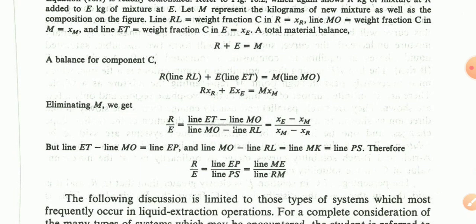So R by E is equal to line ET minus line MO by line MO minus line RL, which is equal to XE minus XM by XM minus XR. But line ET minus line MO is equal to line EP, and line MO minus line RL is equal to line MK, which is equal to line PS. Therefore, R by E is equal to line EP by line PS, which is equal to line ME by line RM.